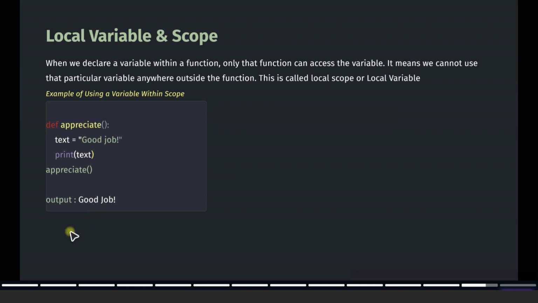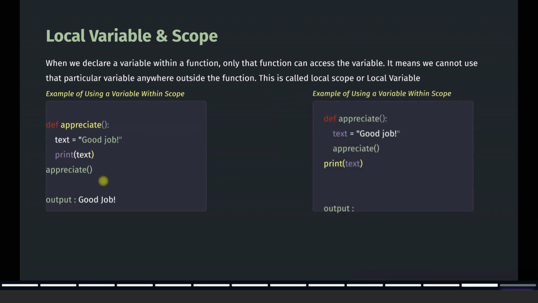This is an example of how a local variable is declared. Here we created a function called appreciate, and we created a variable called text and stored the information good job in the text, and we want to print that text on the output screen. Here we are accessing the variable text inside the function only, so it will give us the result. When you try to access the same variable outside the function, we will not get any output. So this is called a local variable.